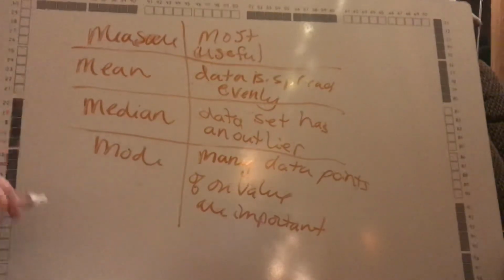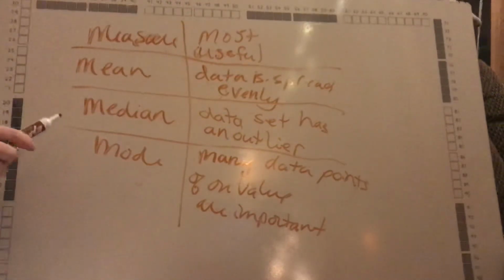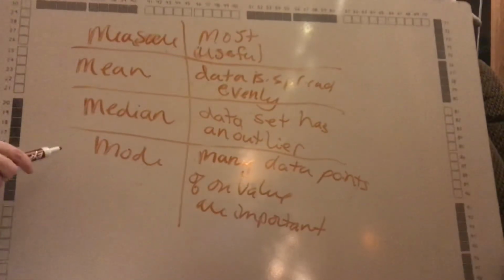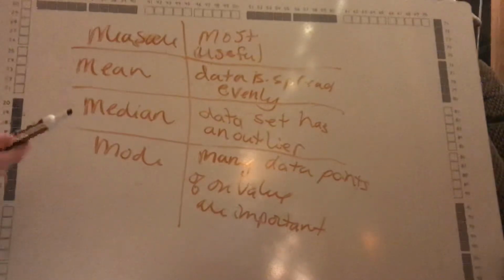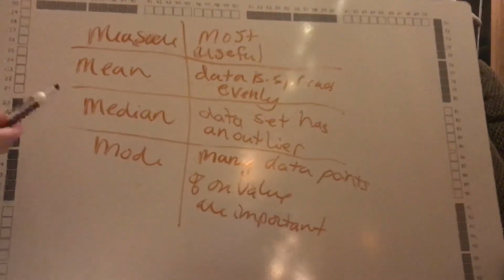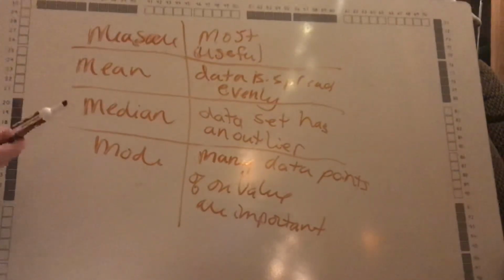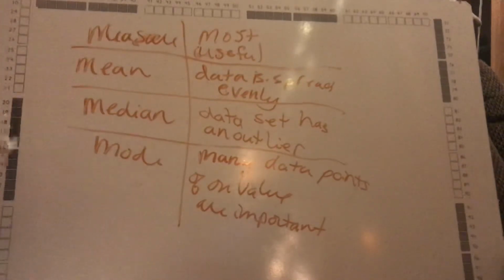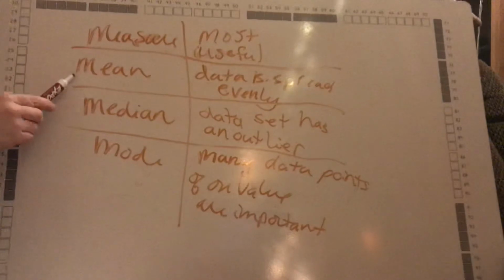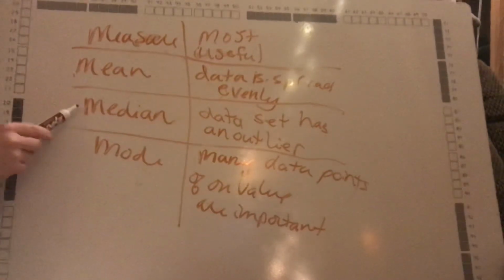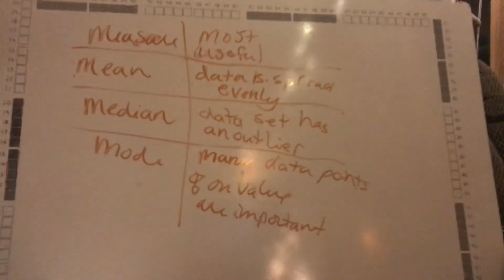Okay, so that measure of central tendency is like telling other people what usually happens. So most people generally do this based on your data. But you have to be careful because if you have an outlier, it's going to change your mean. So you want to use your median instead.